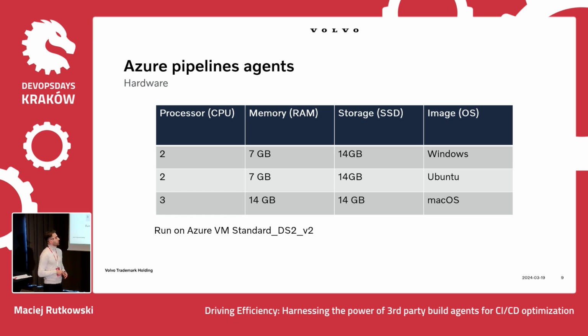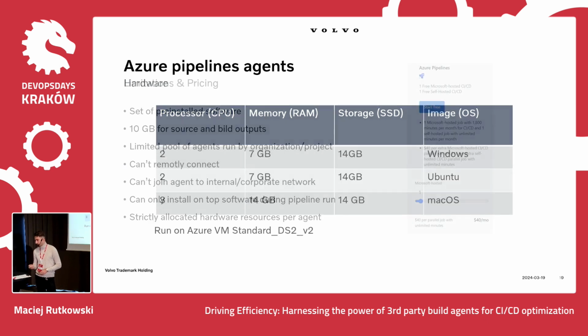Images for Windows and Ubuntu running 14 gigs of storage, 7 gigabytes of RAM, and 2 CPUs. macOS is a little more flexible, but it's not that common. 14 gigabytes of RAM, memory, storage, and 3 CPUs, and all of those are running on VM DS2 standard machines.